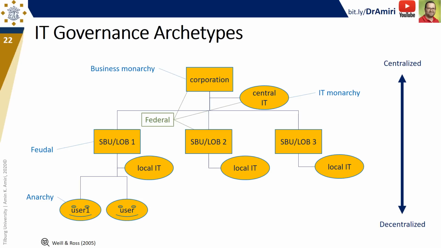In the federal system, the chief executives and business representatives of all the SBUs, all the lines of business, collaborate with the IT department at the central level to make decisions about IT. So some decisions are made by some of these groups and some are made by others, but generally they make these decisions in a federal way. So a federal system is very similar to the central government and the states in the United States, where each of them has their domain of things that they can make decisions about.